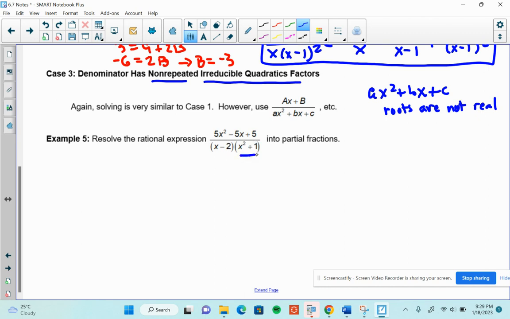Okay, so an example of an irreducible quadratic would be x squared plus 1. Another example of an irreducible quadratic would be x squared minus x plus 1 that we're going to run into a little bit later on. Okay, roots that are not real.